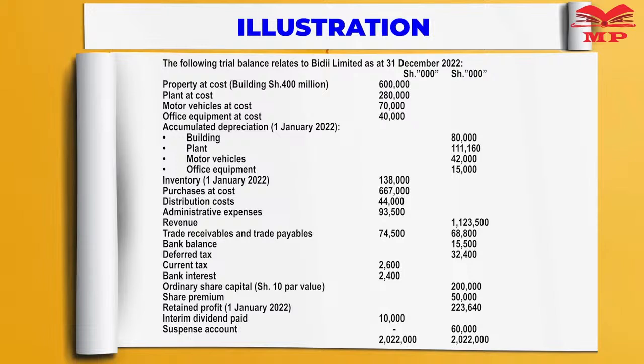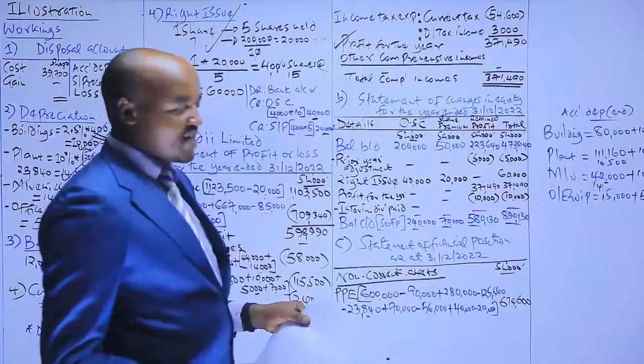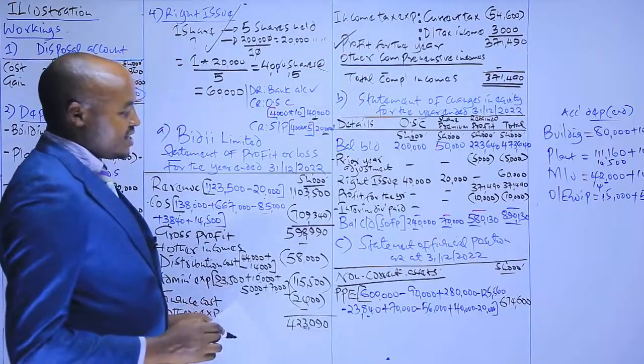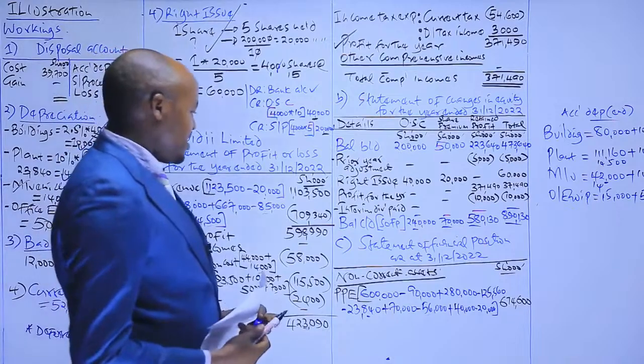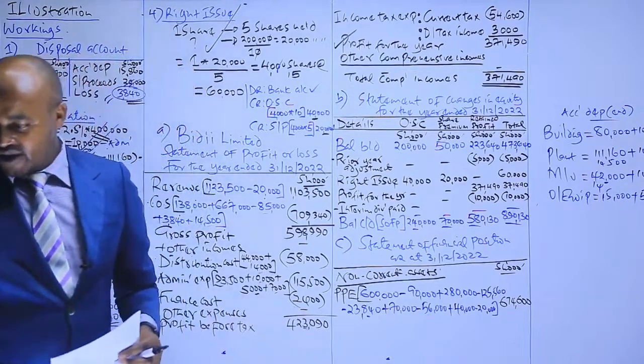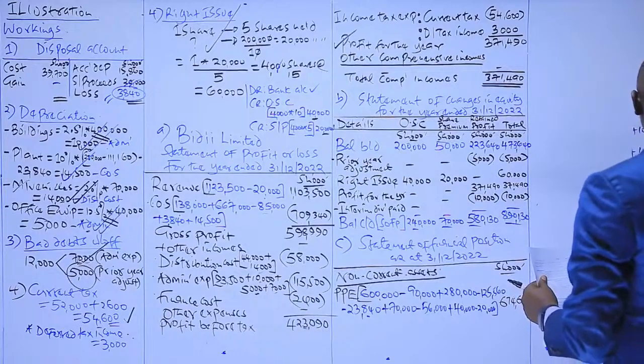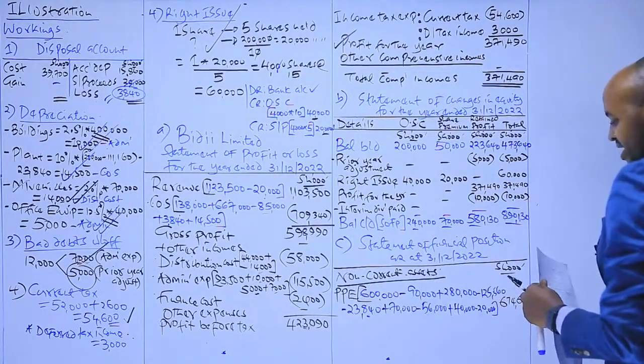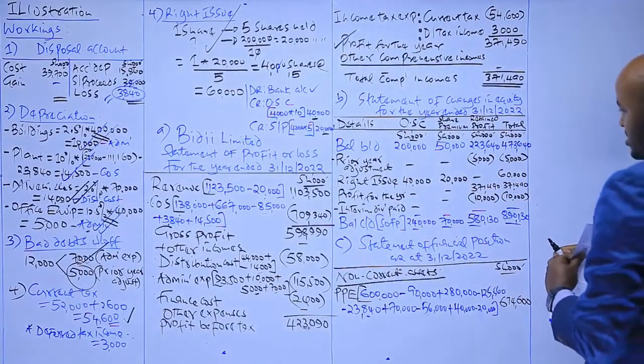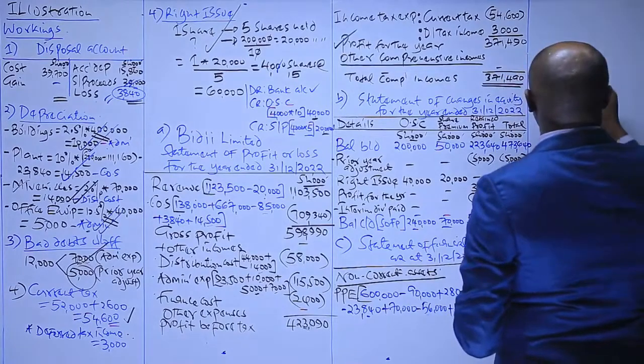Current tax, we have already captured that. Bank interest, we have taken into account. And then ordinary share capital, share premium, retained profit, all those are items of equity. Interim dividends and suspense, I think we have already captured all those. So basically it means that we don't have any other item of a non-current asset. So what we need to do is proceed and record now the items of current assets. So let's record current assets.